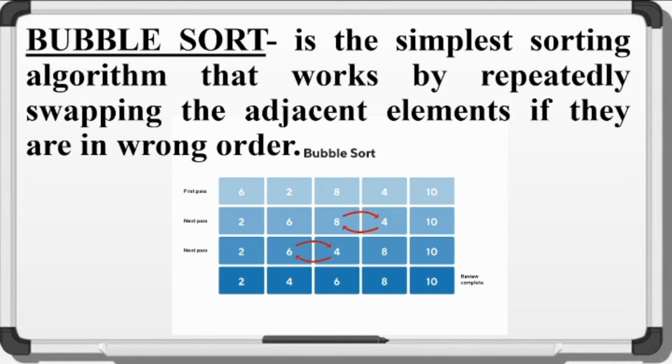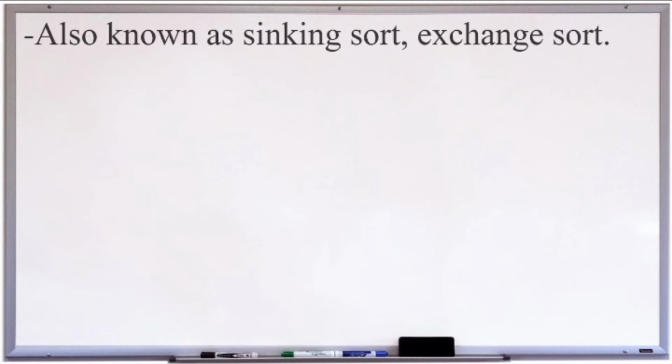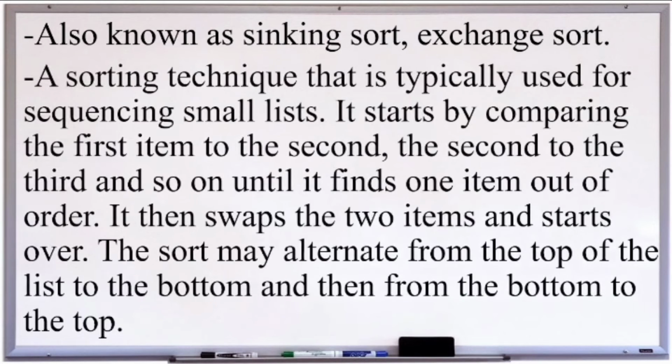Bubble sort is the simplest sorting algorithm that works by repeatedly swapping the adjacent elements if they are in the wrong order. Also known as sinking sort or exchange sort, it is a sorting technique that is typically used for sequencing small lists.